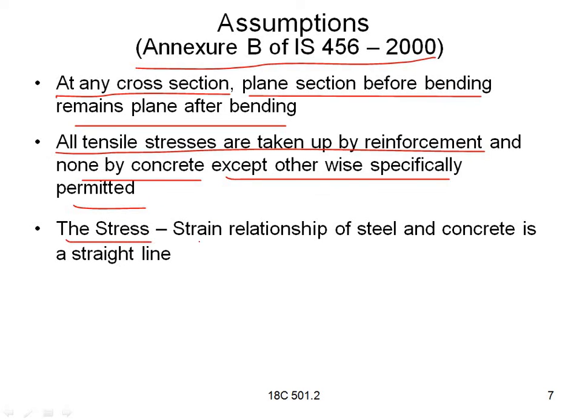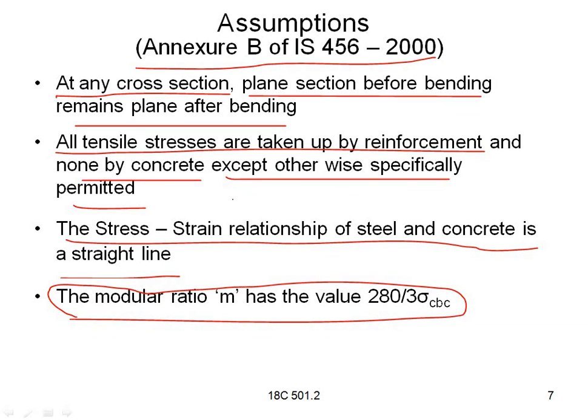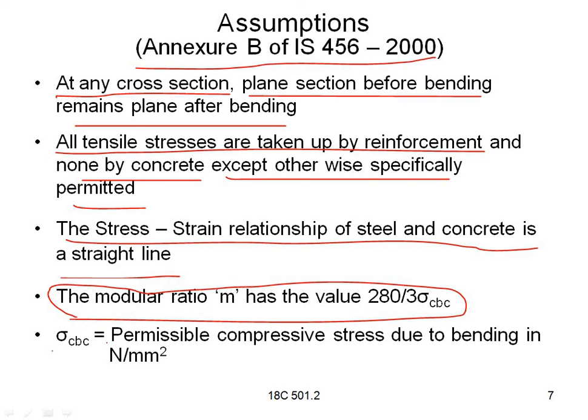And the stress strain relationship of steel and concrete is a straight line. So the stress strain relationship of steel and concrete will be a straight line, and the modular ratio m has the value of 280 by 3 sigma CBC. So m is the modular ratio, and sigma CBC is the permissible compressive stress due to bending in Newton per mm square. This is determined in newtons per mm square units.